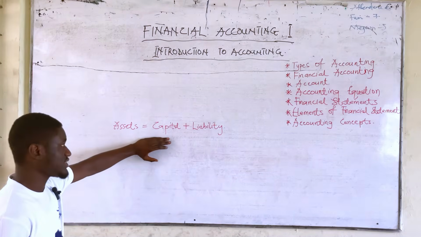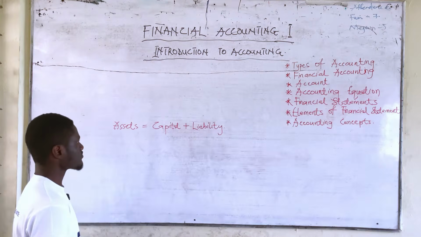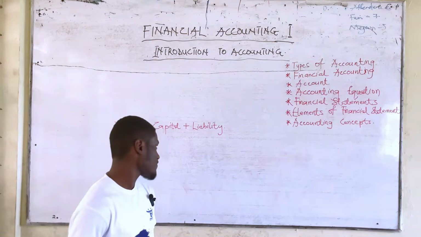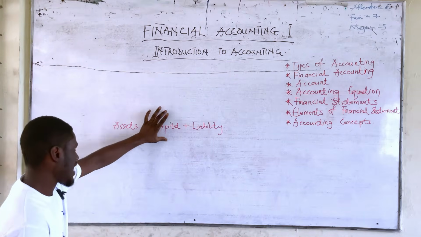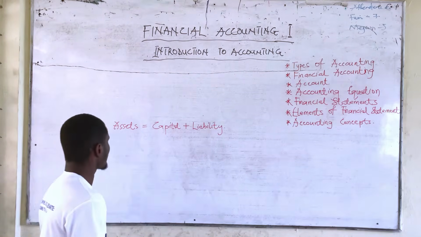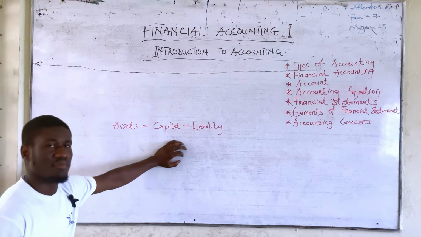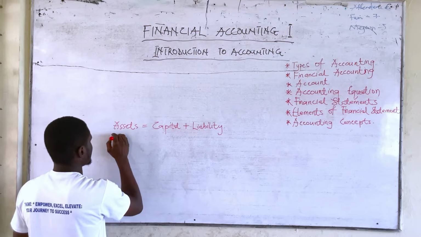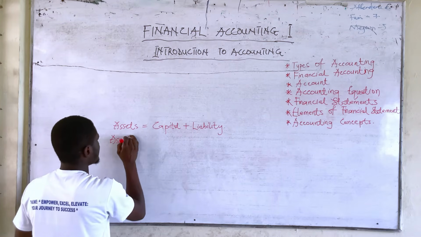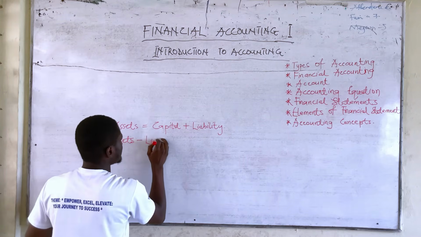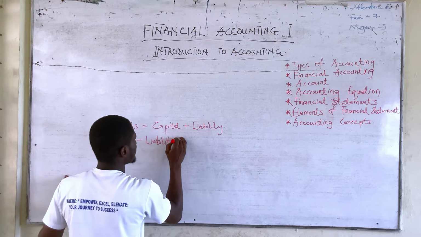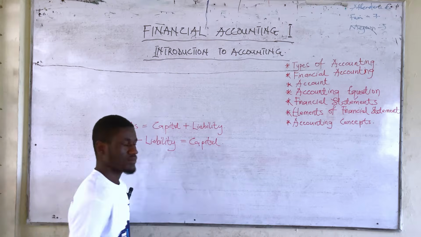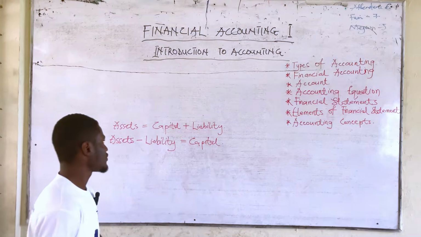Good. So this is the accounting equation. Now, we already know how to deal with change of subjects. For assets, you have to add the capital plus liability. Now, if you want to get our capital, we are just going to subtract liability from assets. So it's going to be assets minus liabilities is equal to our capital. Do we get it? Good.